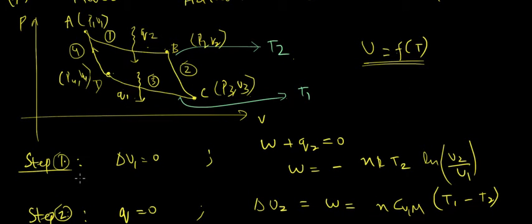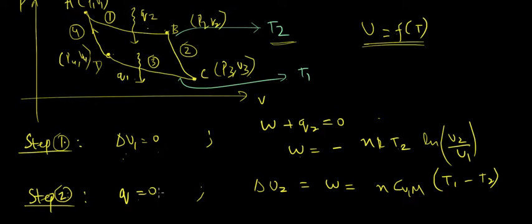So step 1 is reversible isothermal ideal gas expansion. So delta U would be equal to 0 because this is isothermal, hence W plus Q2 would be equal to 0, and we can write W equals minus nR T2, where T2 is the constant temperature in step 1. So this would be minus nR T2 ln V2 upon V1. What is the final volume? Final volume is V2 and initial volume is V1. Okay, so we can write this.